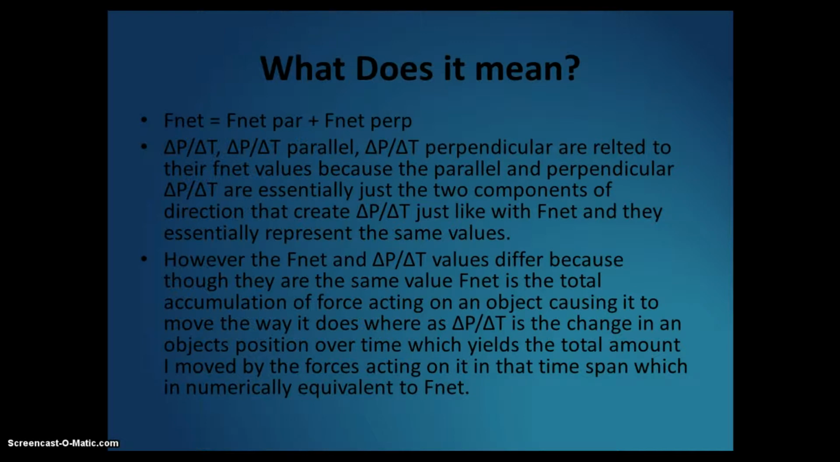And because they're the same in such ways, you can see that dp/dt and Fnet are pretty much equal in value. However, the Fnet and dp/dt differ because although they are the same value of number, the Fnet is the total accumulation of force that is acting on an object and causing it to move in the way that it does. However, the dp/dt is just showing your change in momentum over a set amount of time, which shows the motion that it has traveled in that set period, which happens to be equal to the Fnet. So they are not the same thing. Fnet is your total force acting on the object, and dp/dt is essentially just a short-time representation of that force.